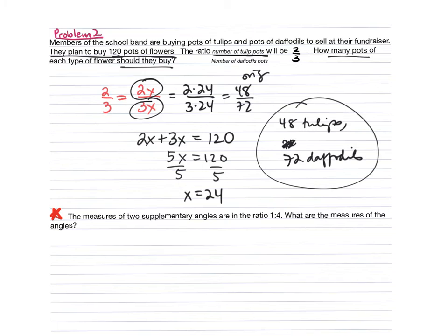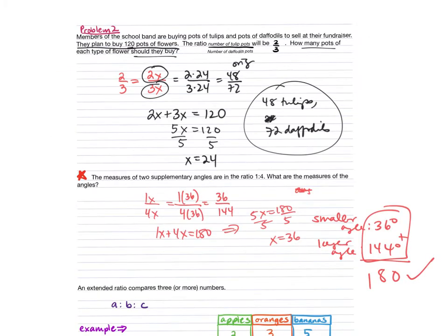Okay, so try this one. This is a little bit simpler, but you need to know what supplementary means. Hopefully you remember that the two add up to 180. And they're in the ratio 1 to 4. What are the measures of the angles? So press pause, try this on your own, and then check back for the solutions.